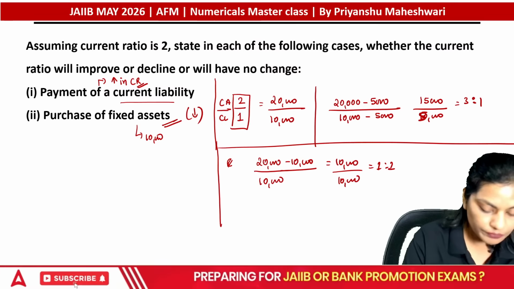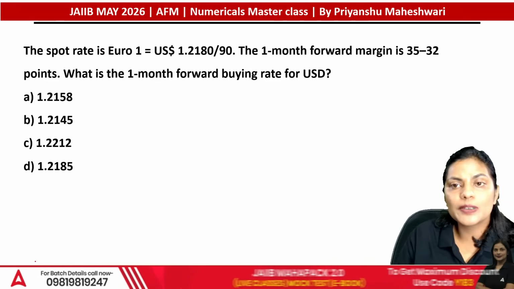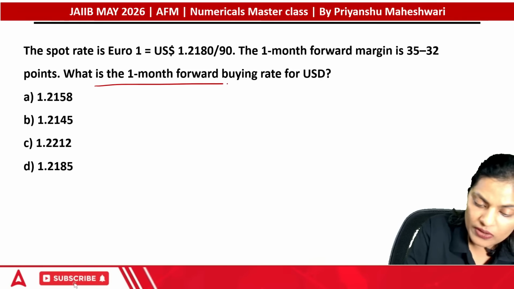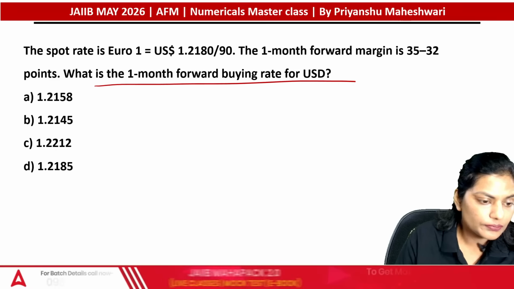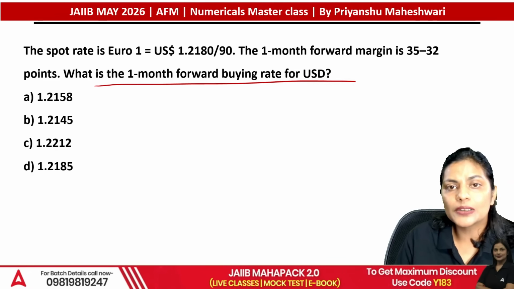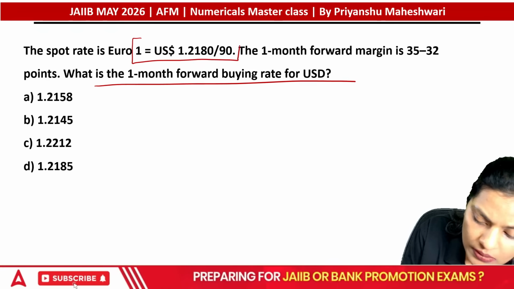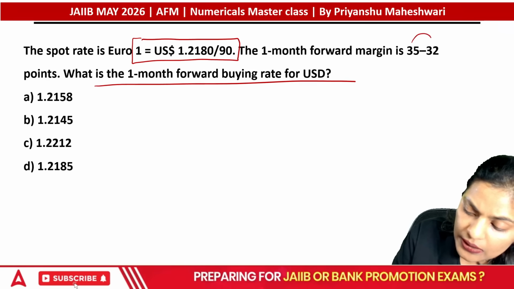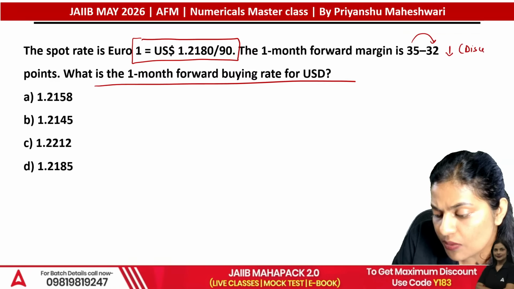Okay. Then, 1 month forward buying rate for dollars. I'm sorry, with this chapter I got a little messed up with the questions here and there. We are required to calculate the 1 month forward buying rate. Now, always see over here, this is your question, right? 35 to 32, it is decreasing. That means the currency is at discount.